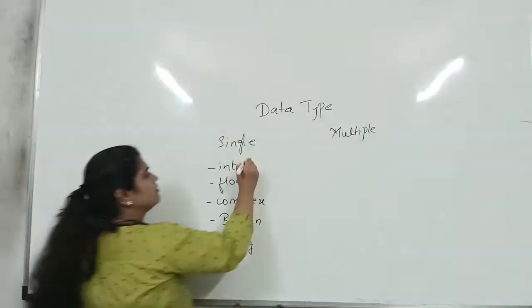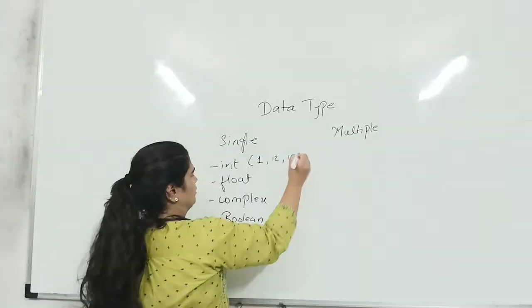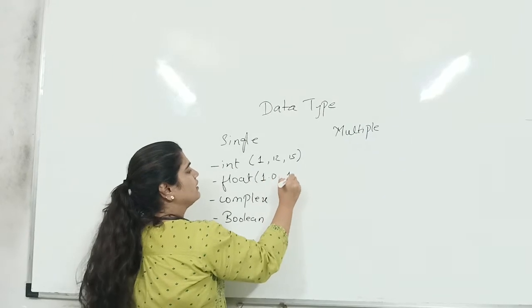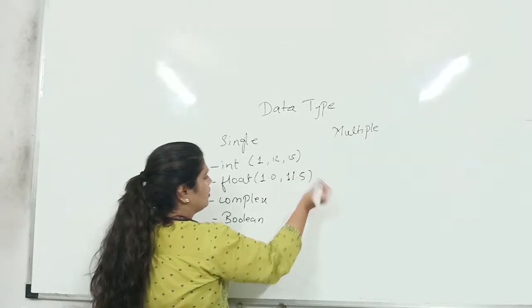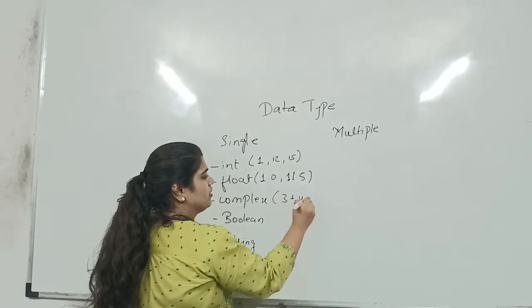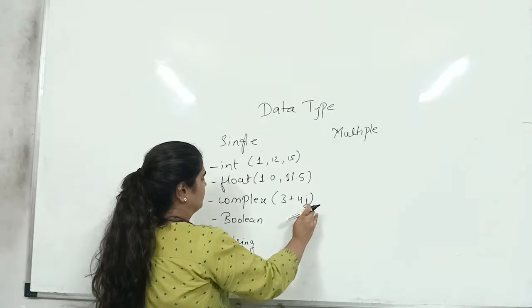In int, there are numbers like 1, 12, 50. In float, it is stored as 1.0 or 11.5. Complex is basically the combination of real and imaginary numbers. So here 3 is the real number and 4 is the imaginary number.